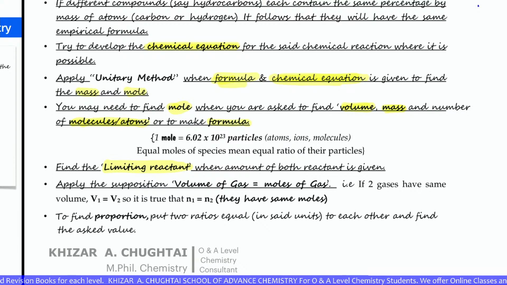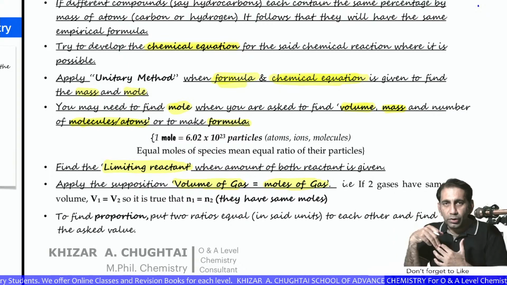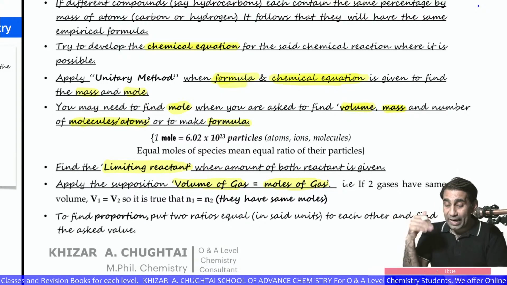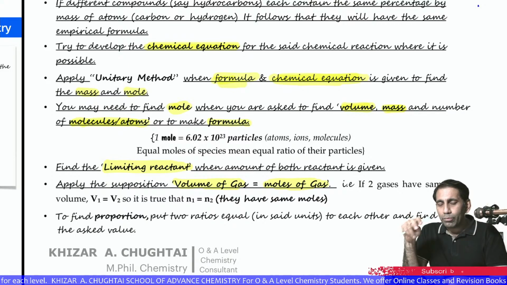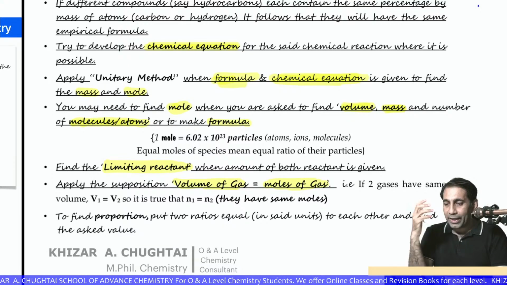First of all, you will have to find the limiting reactant. The next one is you can apply this approximation, or you can say the rule: volume of the gas is proportional to the mole of gas. I mean, the ratio of the gas volumes between two or more gases is equal to the ratio of the moles of the gases, if they are kept at the same temperature. If two gases at the same temperature have the same volume, it will be accurate to say that they have the same mole.